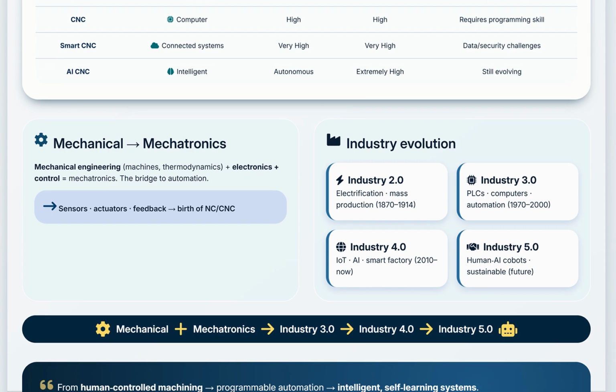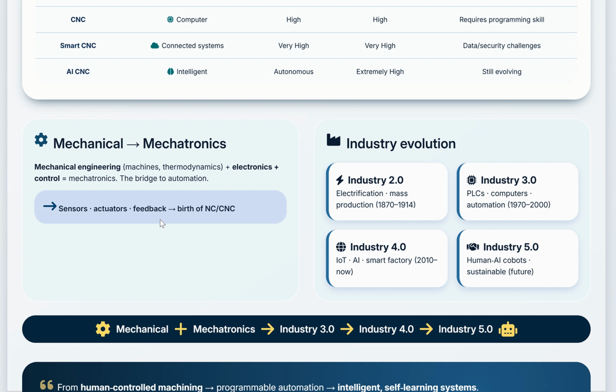We can also look at the stages of mechatronics. Mechatronics is a mechanical engineering system which has integrated mechanics, thermodynamics, electronics and controls, so we call it mechatronics, which brings the aspect of automation. When you put in sensors and actuators plus feedback, it creates a mechatronic system. So this has evolved.